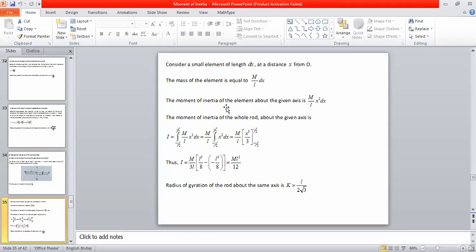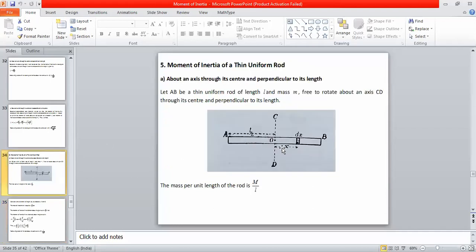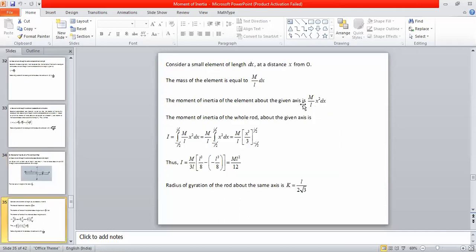So the moment of inertia of this element about the given axis, the axis passing through the center and perpendicular to its length, is mass into the square of the perpendicular distance. The mass is M by L into dx. This element is at a distance of x from the origin, so into x square. Therefore the moment of inertia of the small element is M by L times x square into dx.